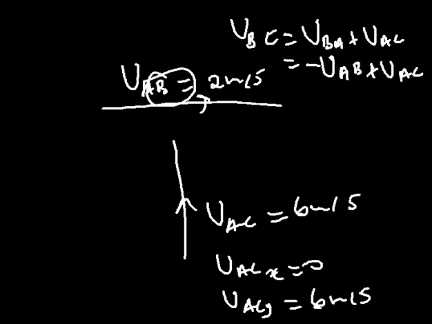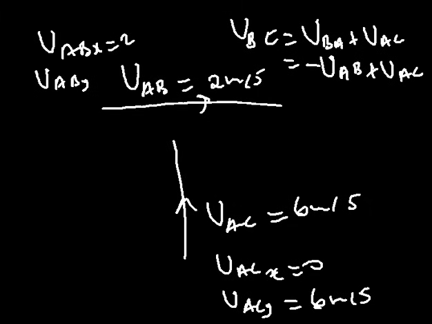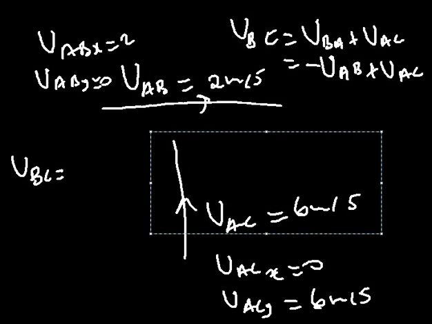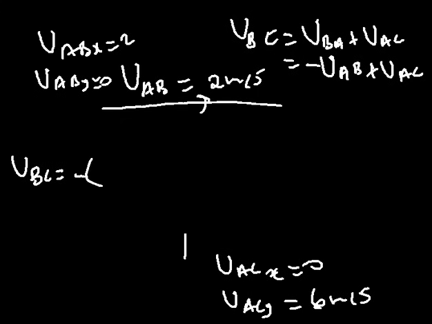We also have to resolve VAB into components. What is the X component? VABX will be given as 2, pointing towards the right, horizontal, and VABY will be 0. Therefore, VBC is equal to, substituting with components, negative VAB with its components, which is 2 and 0.